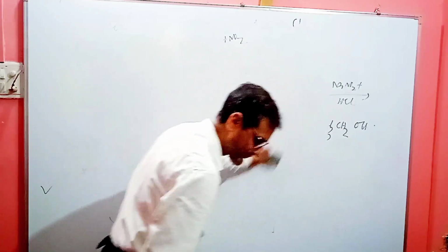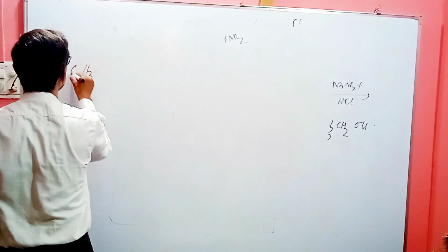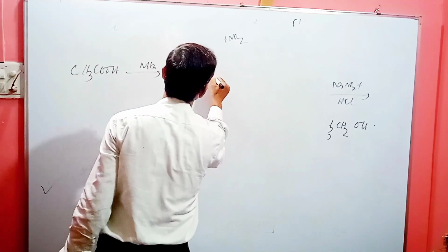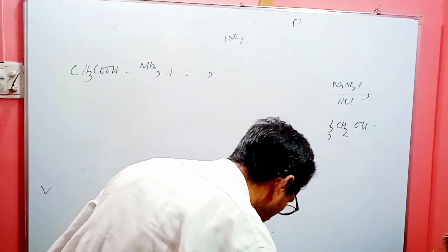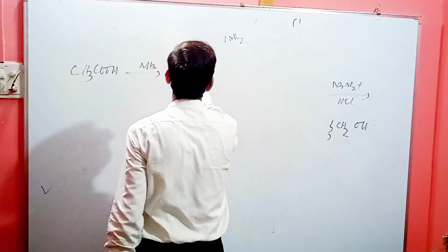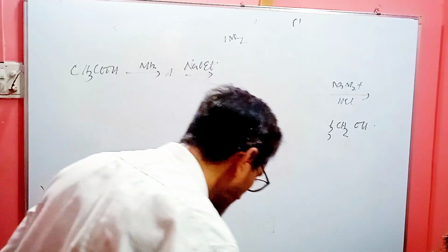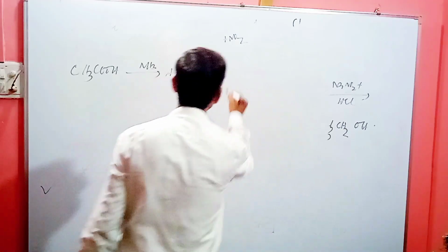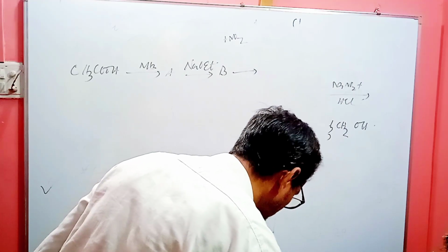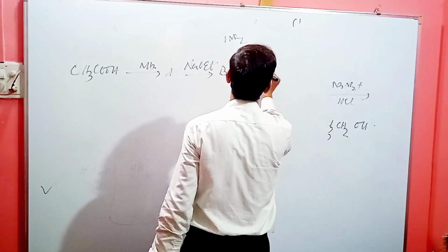And next one is acetic acid, CH3COOH, ammonia gives A, and NaOEt, Et means ethyl part, gives B. Next, NaNO2, HCl, again very simple.